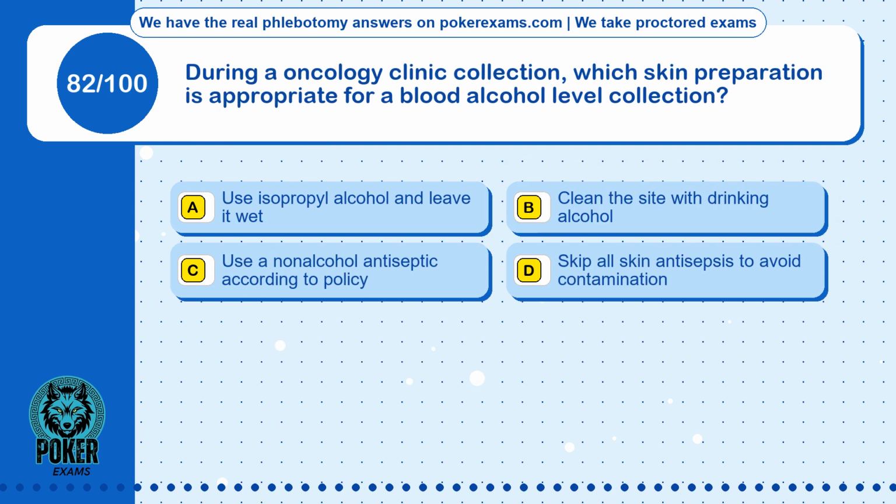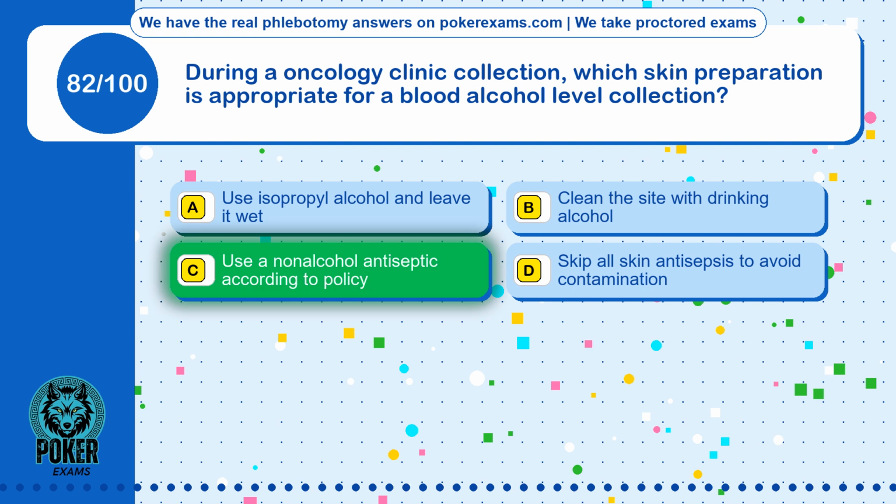Question 82. During an oncology clinic collection, which skin preparation is appropriate for a blood alcohol level collection? Option A. Use isopropyl alcohol and leave it wet. Option B. Clean the site with drinking alcohol. Option C. Use a non-alcohol antiseptic according to policy. Option D. Skip all skin antisepsis to avoid contamination.